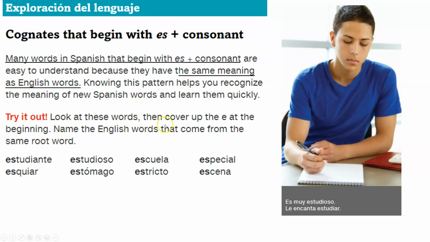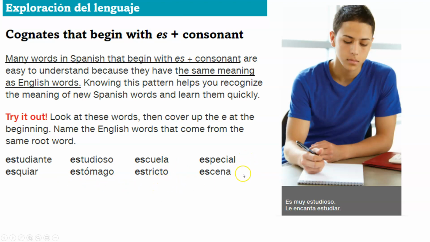So try it out. Look at these words, then cover up the E at the beginning, then name the English words that come from the same root word. So if you literally cover the E, right, estudiante, it looks like student. Esquiar, right, skiar, to ski. Estudioso, get rid of the E, it looks like studioso, studious. Estómago, stomach. Escuela, school. Estricto, strict.